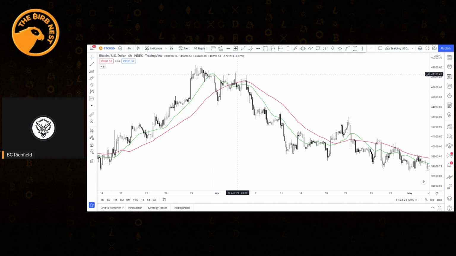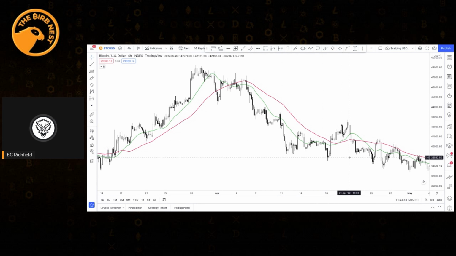I'm interested in the crosses, what are known as bearish crosses, if the 20 period goes below the 50 period, or death crosses, they're also known as, and also bullish crosses, or golden crosses as they're known, which is when the 20 period goes above the 50 period.